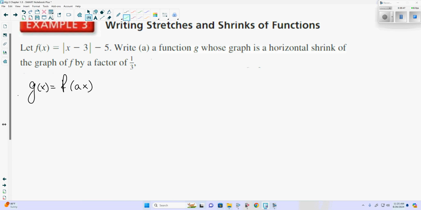Vertical stretch and shrink, we just take the number itself. Here, we take whatever the factor is with horizontal stretch or shrink, and we have to flip it. Since it was 1/3, it's going to become 3/1. So our a value in this case would be 3, because we don't write 3/1, we just write 3. And the first thing we can do is take that value and replace a with it. So we have f of 3x.